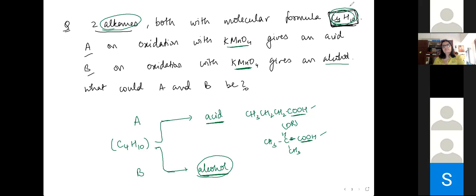Adit, yes, you identified things correctly. Smera got B correctly. For A, I've already given possibilities of two structures right here. So what could it be?